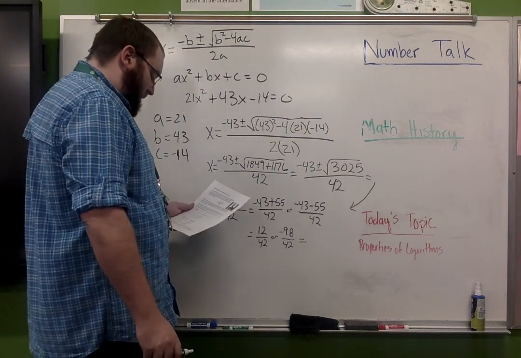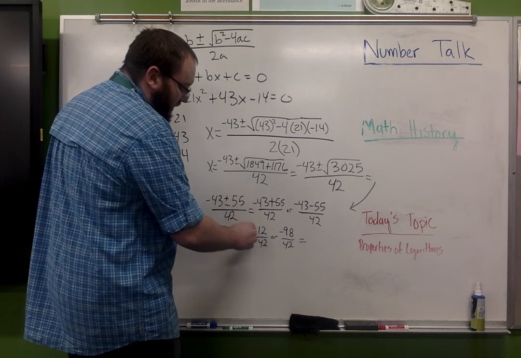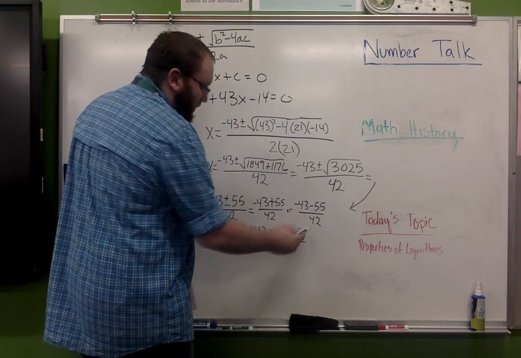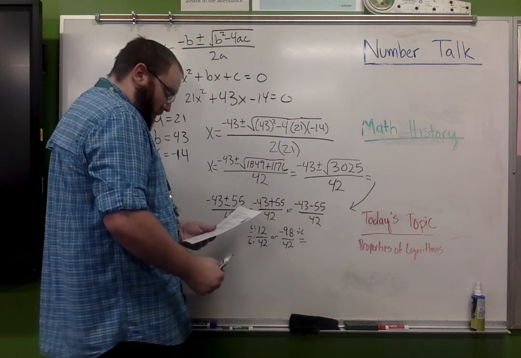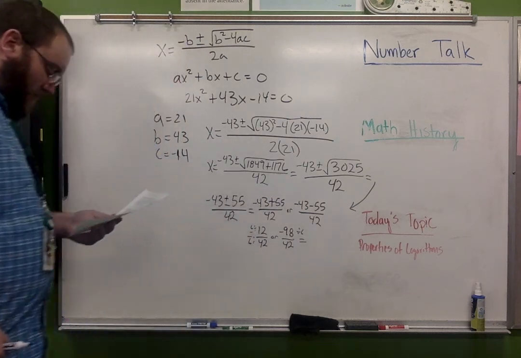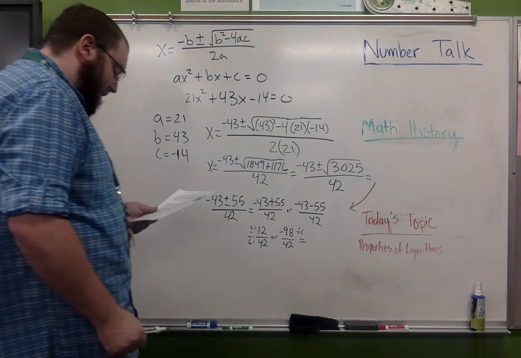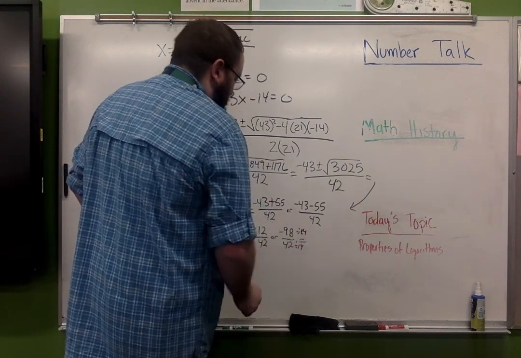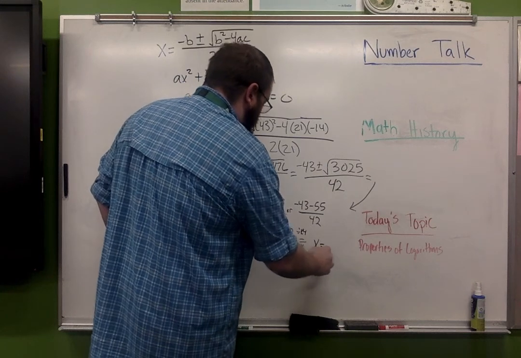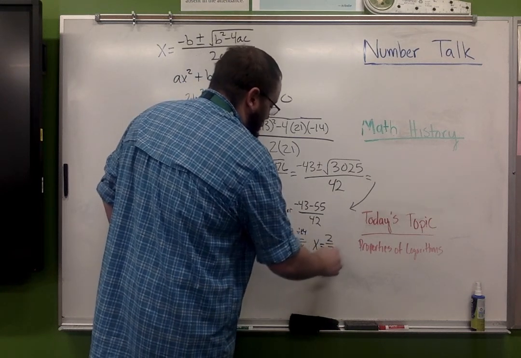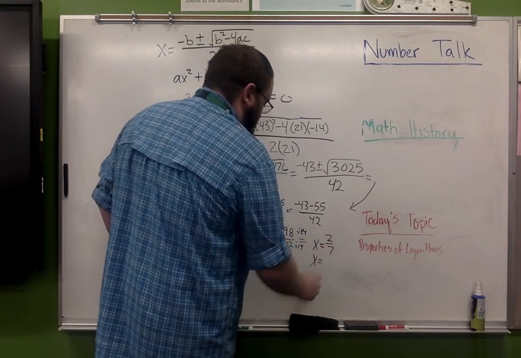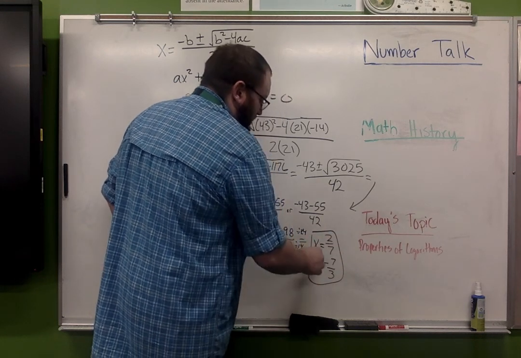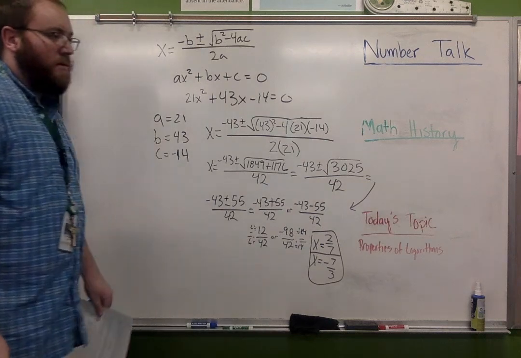So let's see, divide numerator and denominator by 6 here. And divide numerator and denominator by 14 here. So I get x equals 2 over 7, and x equals negative 7 over 3. And there's your two answers.